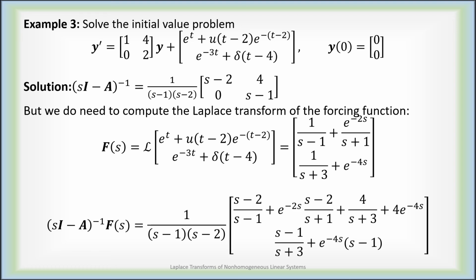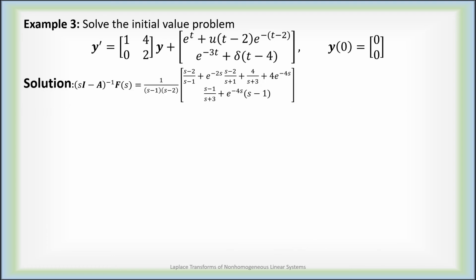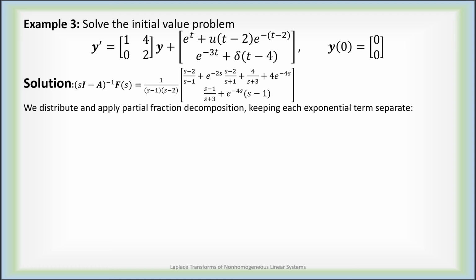Then we can compute the resolvent matrix times that column. We're leaving the 1 over (s minus 1)(s minus 2) outside for the time being. Just take this matrix here, s minus 2, 4, 0, s minus 1, multiply it by this column, and here's the result. All right, so here is the resolvent matrix times the Laplace transform of the forcing function column. Now we can distribute and apply partial fraction decomposition. Remember that when we had step functions and impulses, it was handy to keep exponential terms, where the exponent is out here, separate from the terms that are just purely rational functions.